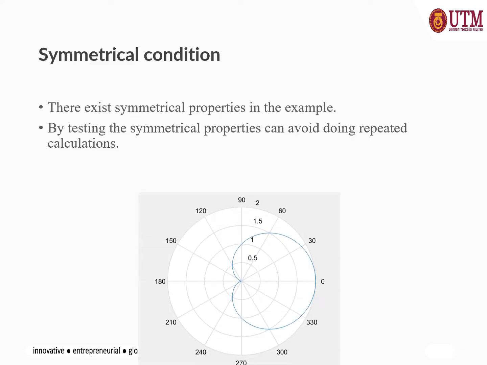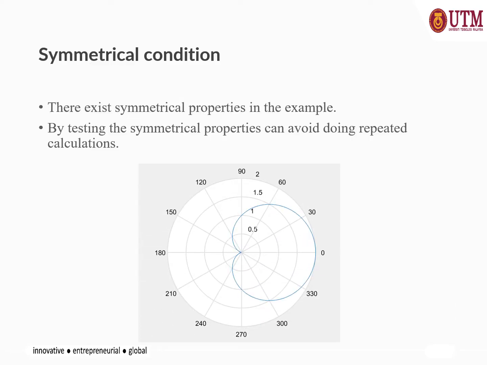In the previous example, you can see that this graph has symmetrical properties, where the graph is symmetrical about the x-axis. It's like a mirror here. So we can do the symmetry test to avoid doing repeated calculations. We want to check whether the function is symmetrical to the x-axis, the y-axis, or the pole.